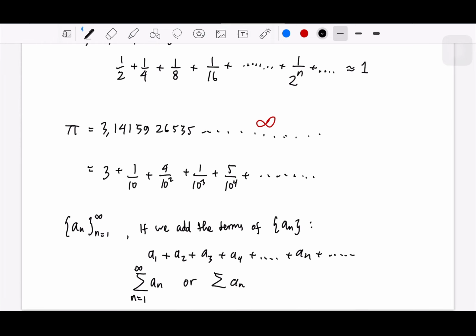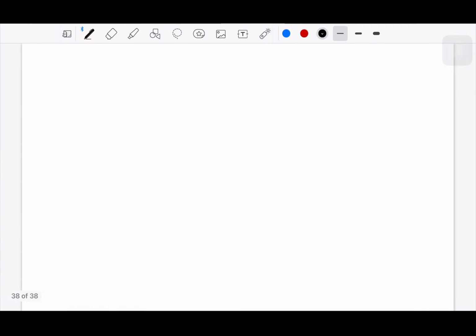Let me move to the next page. So consider the Zeno paradox one more time, that we might have half, 1 over 4, 1 over 8. If we add, observe the partial sum.